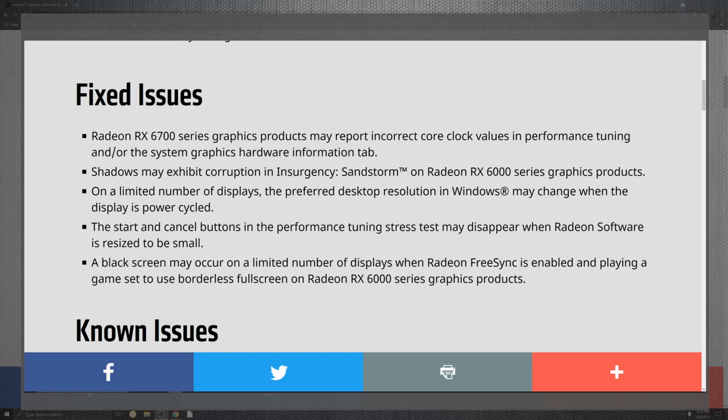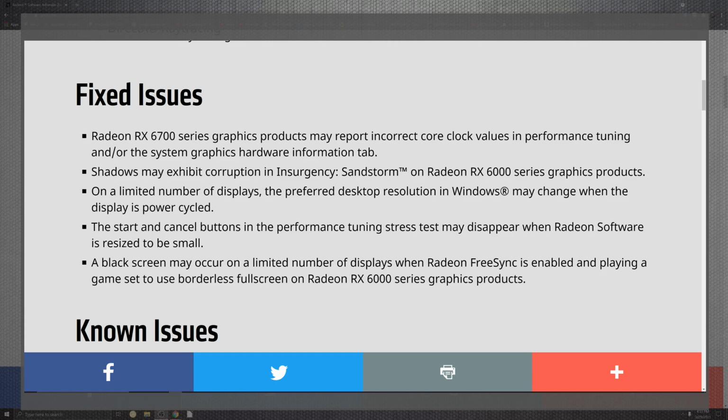Looking at past that for April showers as we slam out of the end of March, and as hopefully they'll be giving us a 21.4.1 soon in the wind, the start of the cancel button is going to be fixed for the performance and tuning stress test for as far as what displays in the Radeon software and the resize to be small. And it's a nice little function to actually have that stress test in order to kind of see what ends up happening when you're playing around with overclocks.